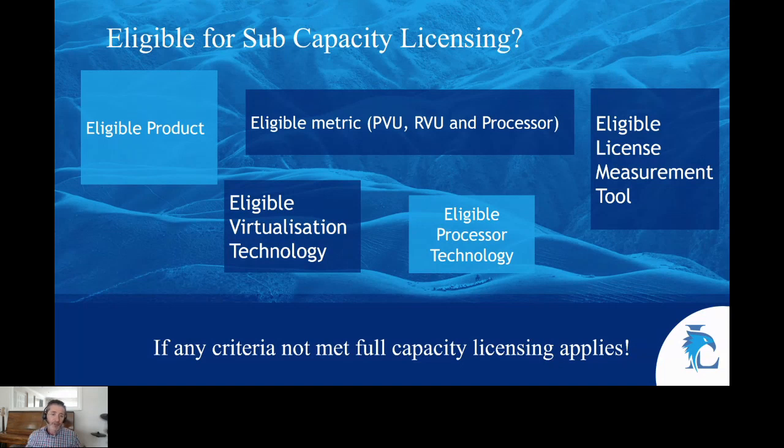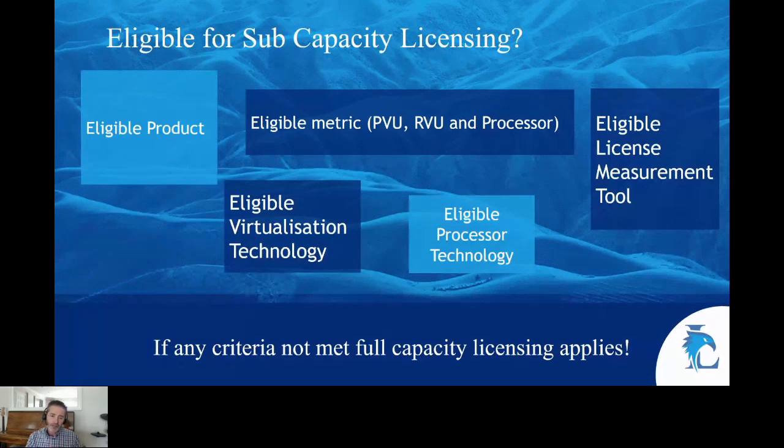Then you have, is it an eligible metric? Subcapacity licensing is essentially narrowed down to processor-based license metrics. And what I mean by that is PVU, RVU, sometimes socket, sometimes processor-based, depending on. Is it an eligible virtualization technology? Now, in fairness, pretty much every technology is. There is a document that lists it.